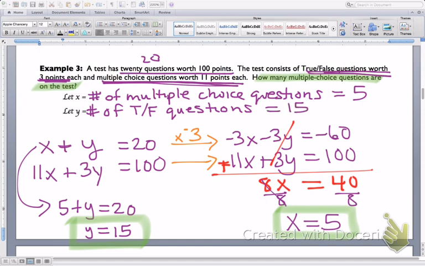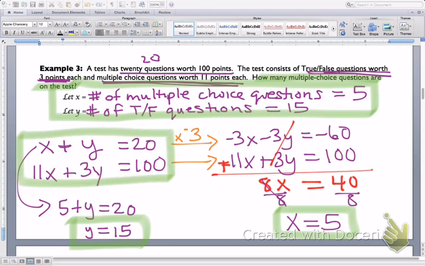All right, go ahead and get started with your practice. The first page will just be you setting up the variables and the system without solving, and the rest of the problems on the second page will be actual solving. So go ahead and good luck.